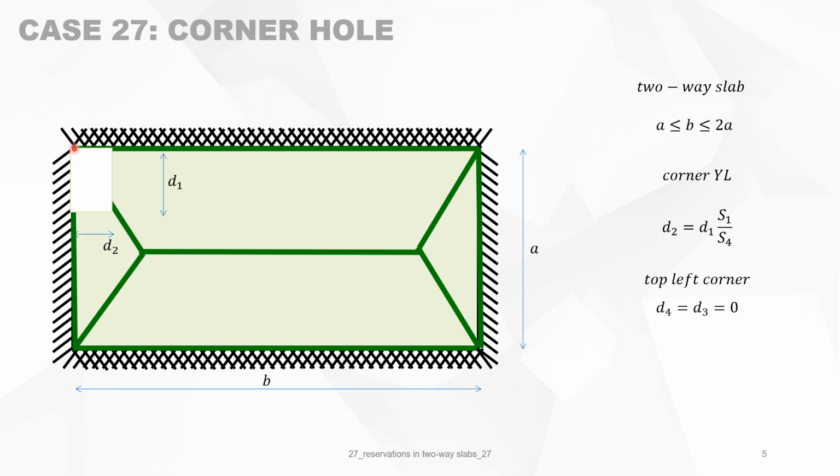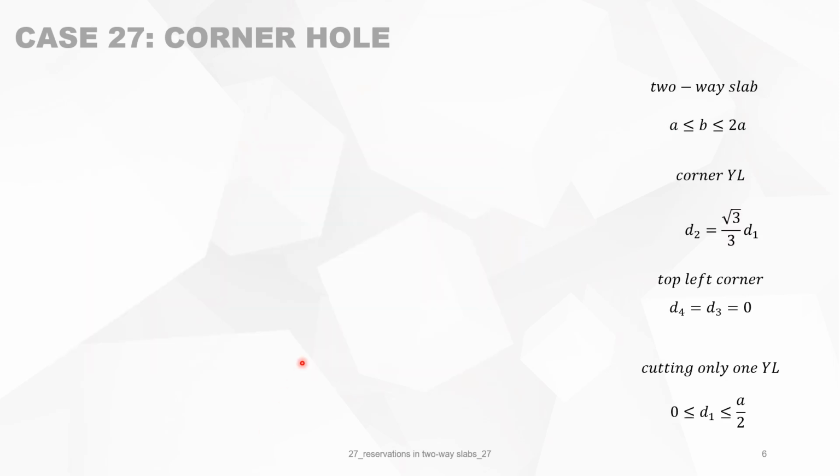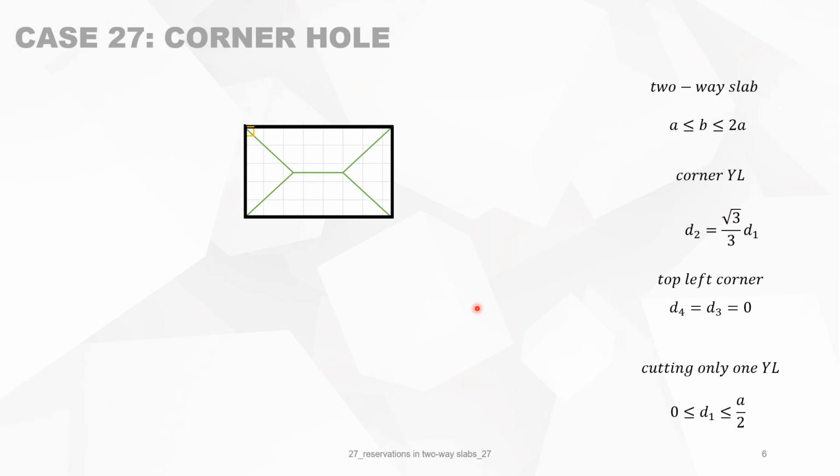Top left corner, so it means that d3 is 0 and d4 is also 0. And it's only cutting one yield line there, so it stops here. It means that d1 can never be bigger than s4, so from there to there. We can now substitute the different variables in it. So these are the conditions of a case 27 hole.